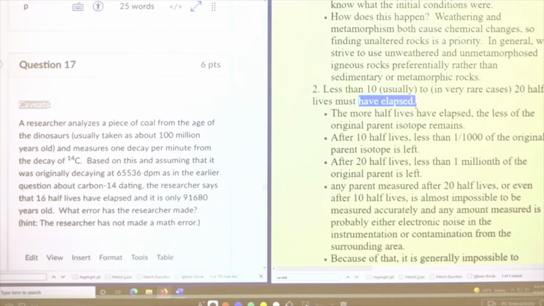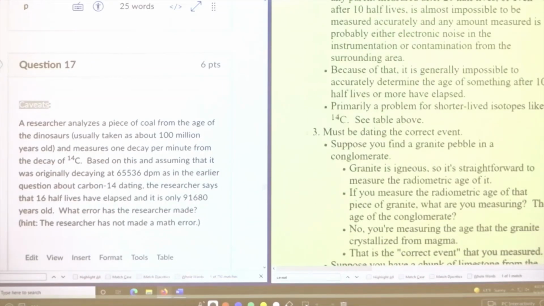Any measurements you have will be errors in the device you're using. They will be contamination. They will be cosmic rays coming from space. They will be things that do not allow you to get an accurate and precise measurement. So you have to use an isotope that has had less than 10 half-lives elapse for you to successfully measure the amount. Okay?